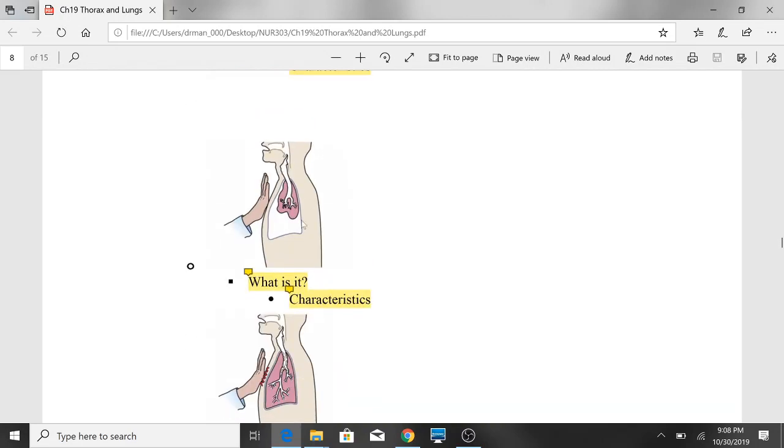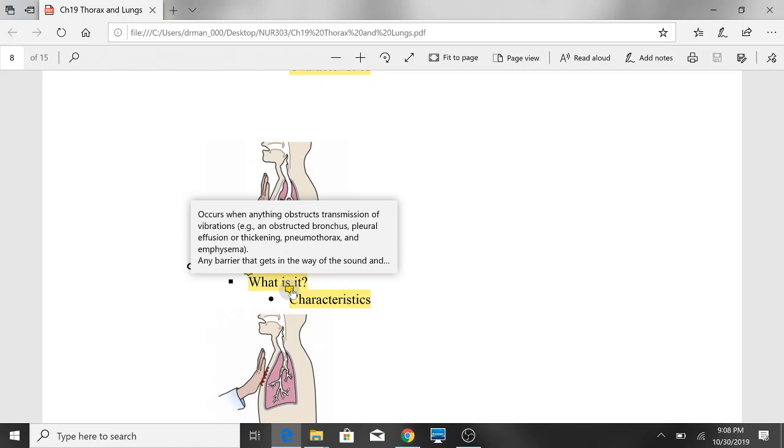What about this? Decreased tactile fremitus. And the characteristics? Basically, any obstruction, anything that obstructs transmission of vibrations. So any barrier that gets in the way of sound.